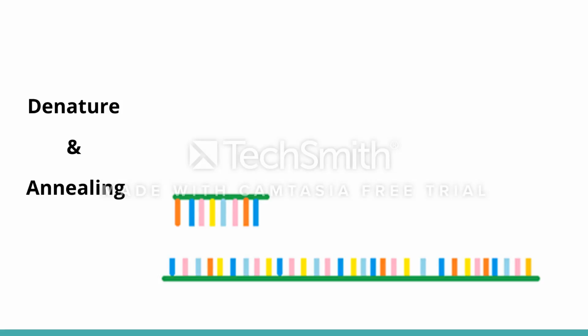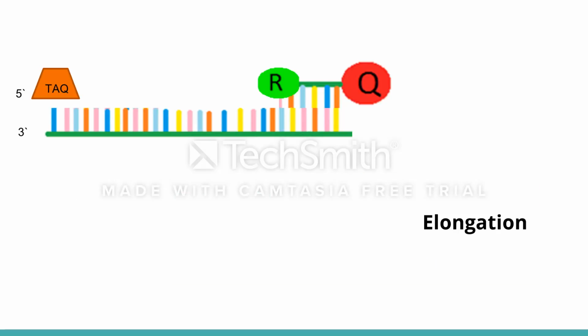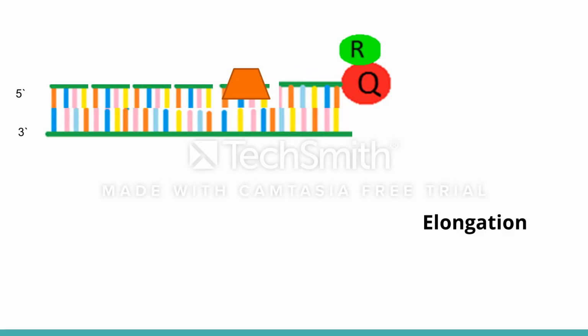During this, the denature and annealing steps are the same as normal PCR. However, it differs during the elongation. During elongation, the reporter molecule is close enough to the quencher to not fluoresce. When Taq moves along adding nucleotides, it will eventually knock off the reporter molecule and it will fluoresce because it is no longer close enough to the quencher.